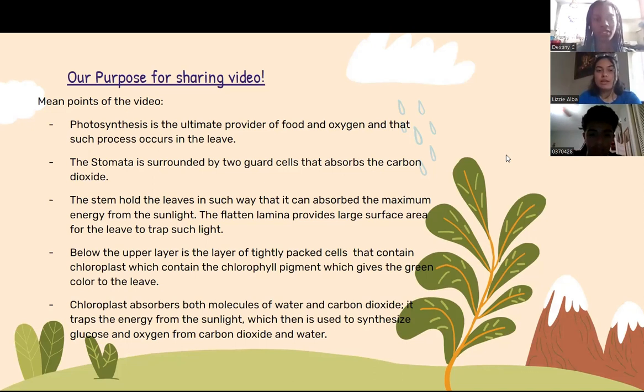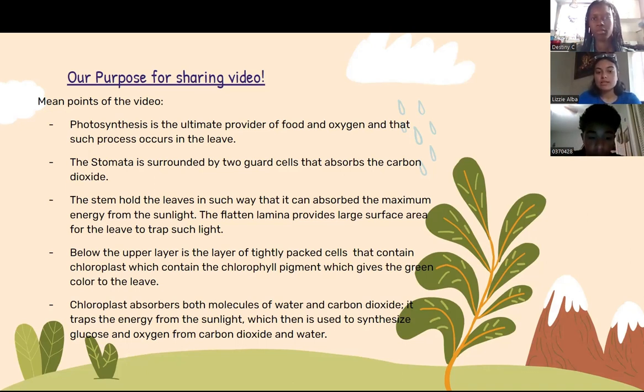And we can also see the air spaces, the tubes that transport the absorbed water, the stomata, which is surrounded by two guard cells that regulate the absorption of carbon dioxide. Also, this video shows how the water is transported from one side to the other. First, it gets absorbed by the roots and then is transported through the tiny tubes in the stem and ultimately to the leaves. Moreover, we learn that the way the stem holds the leaves makes it easier for the leaves to absorb maximum energy from the sunlight, and that the flattened lamina provides a large surface area for the leaf to trap such sunlight.